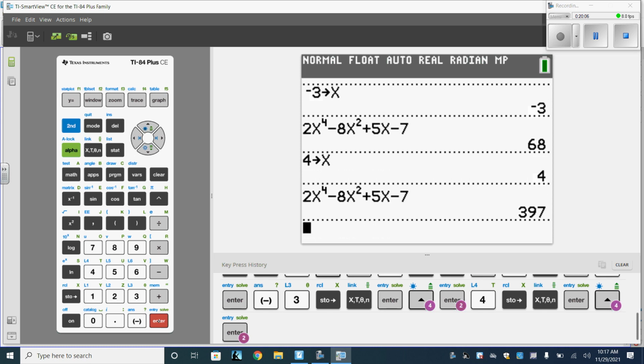So the store feature is nice if we want to type in multiple values and check for different values all at once. It also works well with negatives, because for our -3, we're not having to worry about making sure that I have the parentheses around the negative and the 3. It'll do it for us. Any questions on this here?